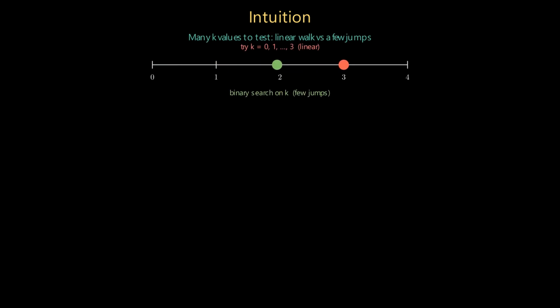Brute force means trying k in order, start at 0, then 1, then 2, then 3, and keep counting up until you are sure. A much faster way is binary search on k. You try a middle value, learn whether the real answer is smaller or larger, and repeat until the smallest k is clear.